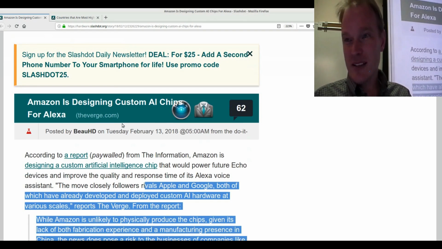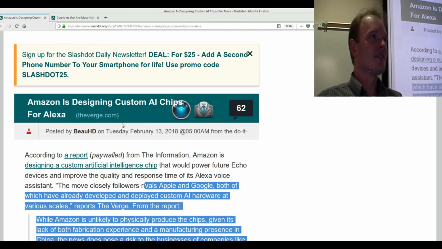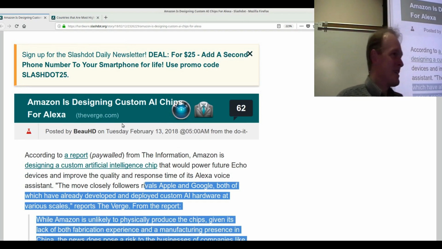Amazon is designing custom AI chips for Alexa. What does that mean? I don't know. I haven't even read the article. I shouldn't even present this to you. But usually what that means is they're putting a neural network on a chip.